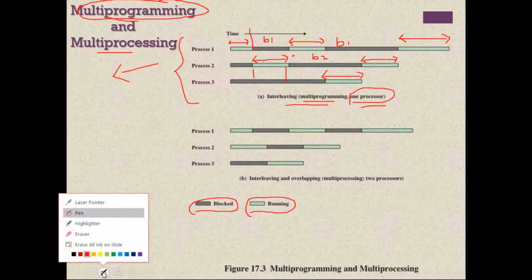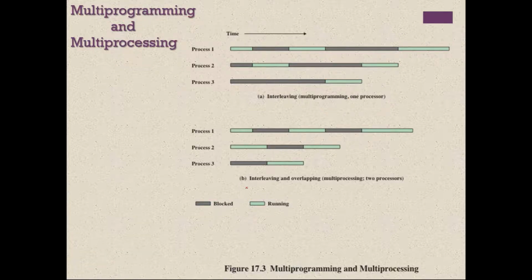But in the other case, here, this is the real parallel processing, interleaving and overlapping, multiprocessing with two processors. But in multiprocessing there can also be interleaving. Interleaving is also one of the techniques that multiprocessor systems can apply. It's not that they won't apply interleaving; they may also apply it.